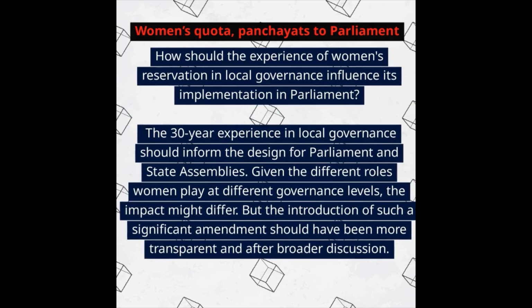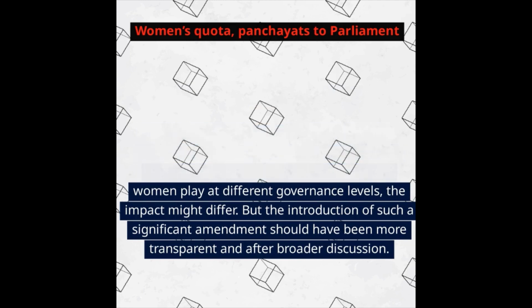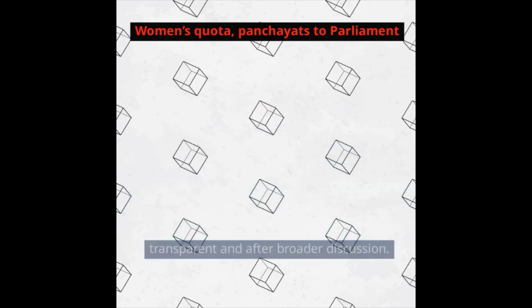How should the experience of women's reservation in local governance influence its implementation in Parliament? The 30-year experience in local governance should inform the design for Parliament and state assemblies. Given the different roles women play at different governance levels, the impact might differ. But the introduction of such a significant amendment should have been more transparent and after broader discussion.